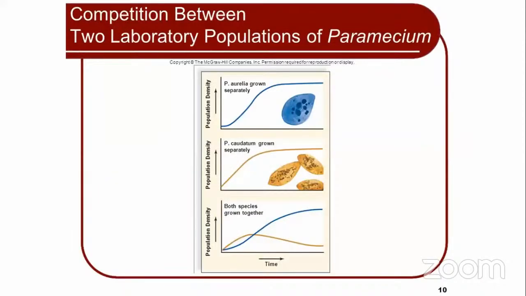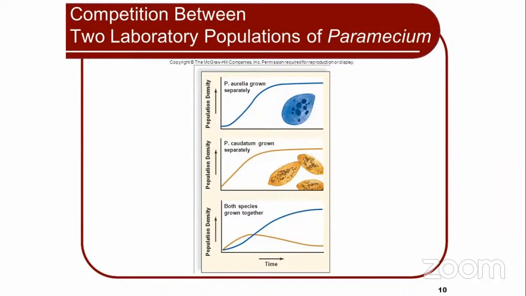Here is another example, or rather the proof, which is experimental. It's two laboratory populations of paramecium. You can see the first graph shows one paramecium, which is kept on its own, and it grows very nicely. On the vertical axis, it is population density, and you can see it continuously increases.